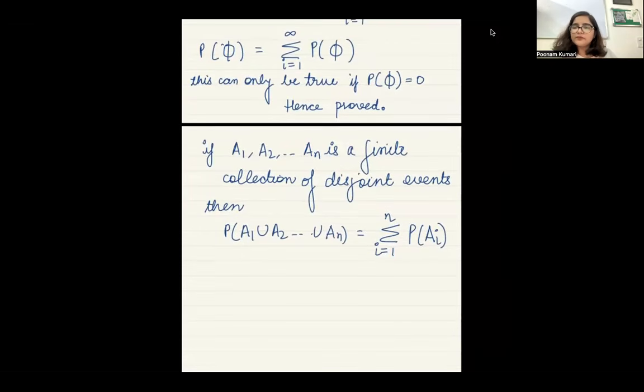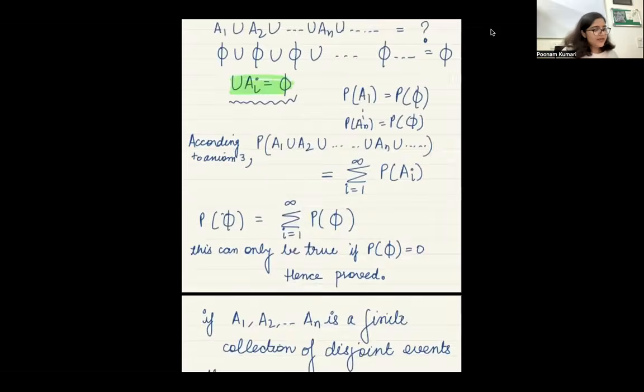Now, what we are saying is axiom 3 is applicable for an infinite collection. So we are saying it's also applicable for a finite collection when your number of events are limited. When the number of events are limited, then also you can find the probability of the union by simply adding those probabilities. This is a result, right? Yes. So that is what we are saying here.